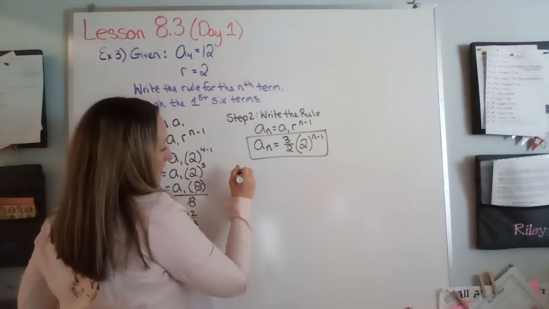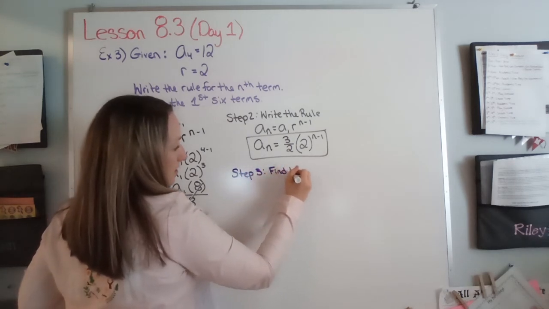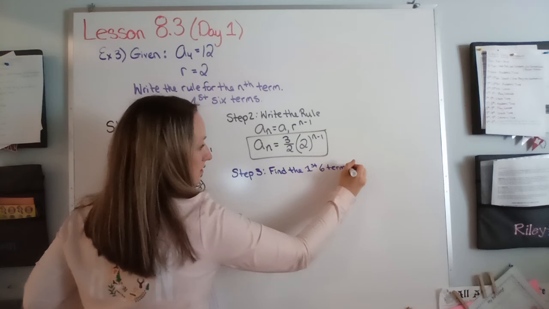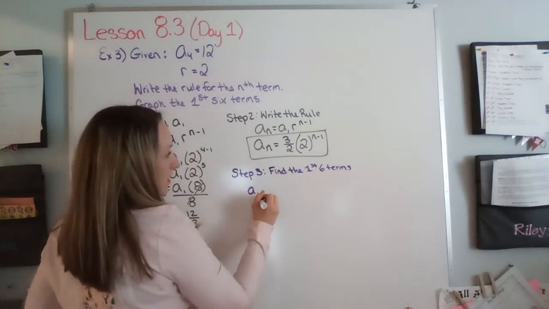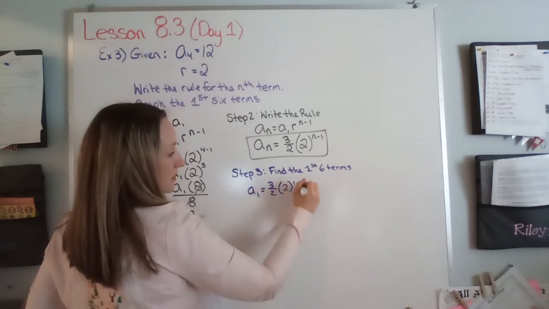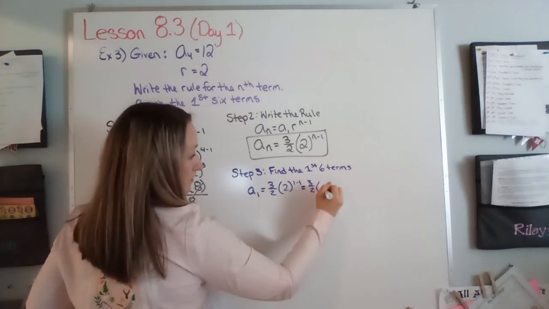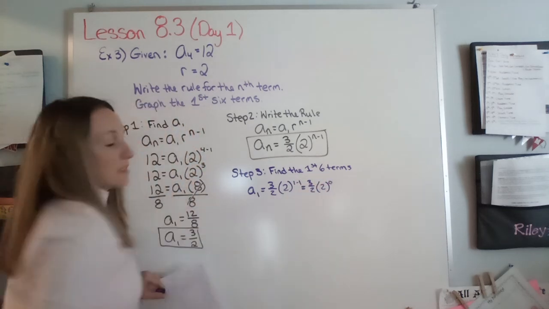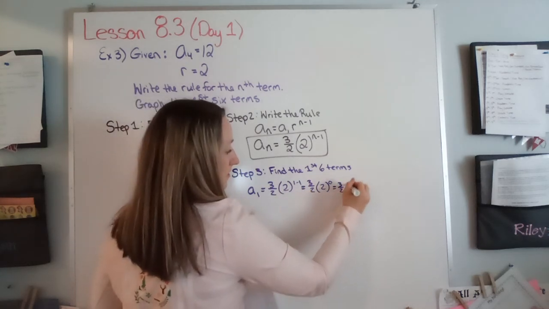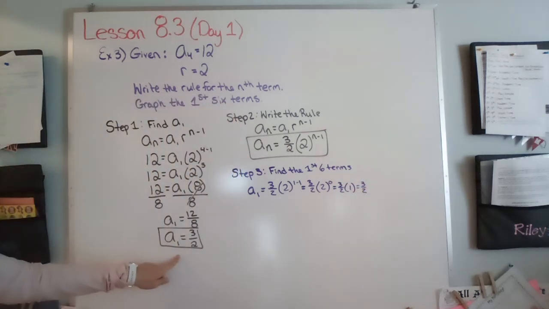Okay, so step 3, find the first 6 terms. So using the rule, a sub 1, the first term, is equal to 3 halves times 2 raised to the 1 minus 1. 1 minus 1 is 0. Okay, so I have 3 halves times 2 raised to 0. Anything raised to 0 is just a 1. So now it's 3 halves times 1, which is 3 halves. Which is good because we said the first term is 3 halves.